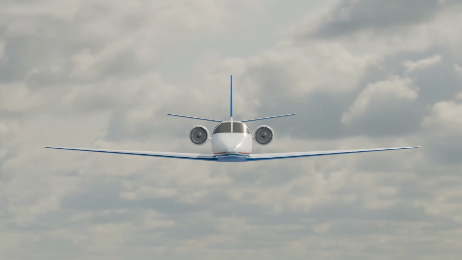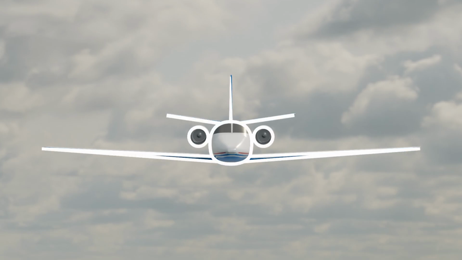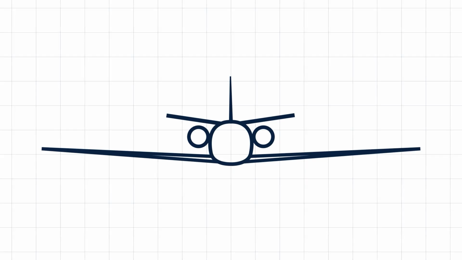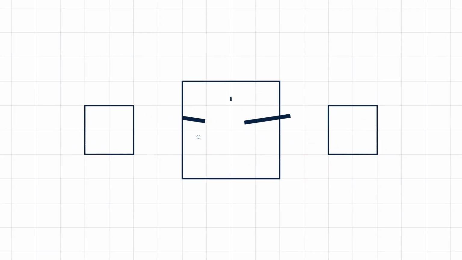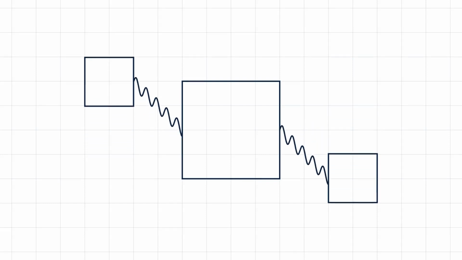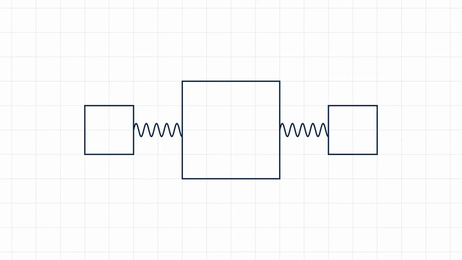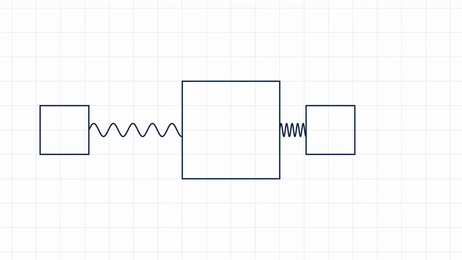To analyze this, we'll simplify the problem and model the aircraft once more as a mass-spring system. Both the wings and the body of the plane will be represented as masses. In reality, the wings will start to move up and down, but to be able to use masses and springs, we will assume that they actually move in a horizontal direction.